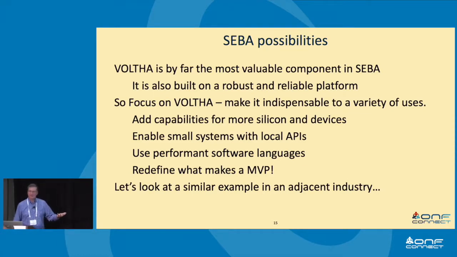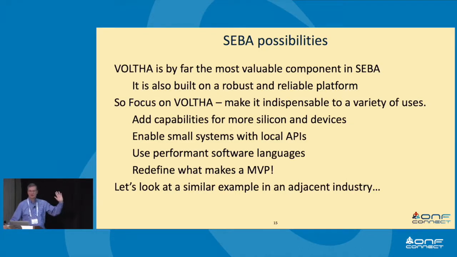So we think that one of the ways that we are successful as a community is to make Voltha actually indispensable, not just within SEBA, not just within ONF, but much more broadly, right? And so adding capabilities for more silicon and devices, that's a no-brainer. Enable low-end systems, and I'm going to talk a little bit more about local APIs. And I think the local APIs would both help with shrinking down, and also help with high performance. And like I said, I'll get there in a second.